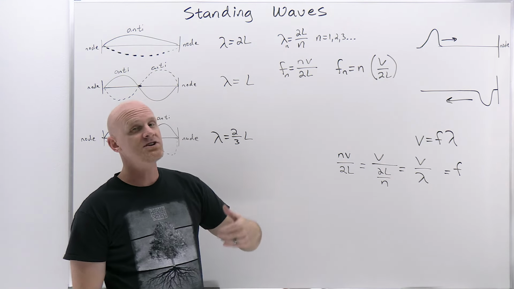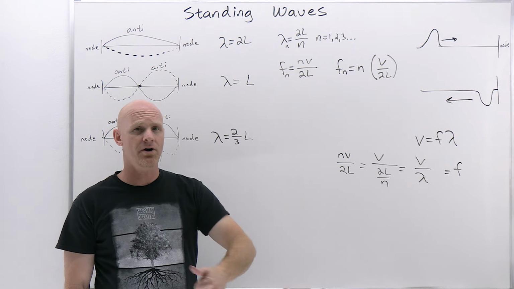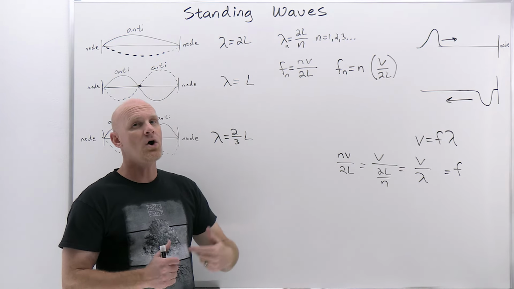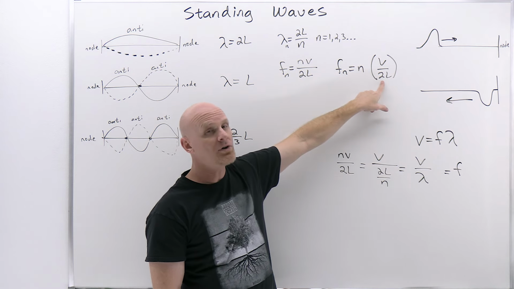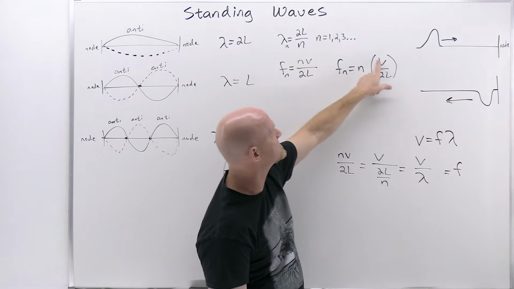Now again, when n equals 1, that's your fundamental frequency or first harmonic. And then the additional ones: when n equals 2, that's your second harmonic. When n equals 3, your third harmonic. When n equals 4, your fourth harmonic, so on and so forth. And all of those harmonics are just equal to a multiple of that first harmonic, that fundamental frequency. So again, when n equals 1, the frequency is just v over 2L.